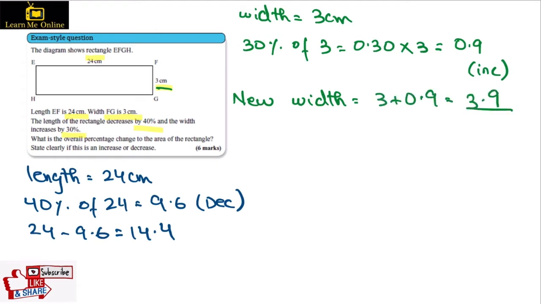I'm going to draw the new rectangle here. So this is the new rectangle now. For the new rectangle, we get the new length, which is 14.4 because it's reduced by 40%, and the new width, which is increased by 30% and would be 3.9. Now this asks what is the overall percentage change of the area of the rectangle. So we have to find out the area of the initial rectangle that we have got.